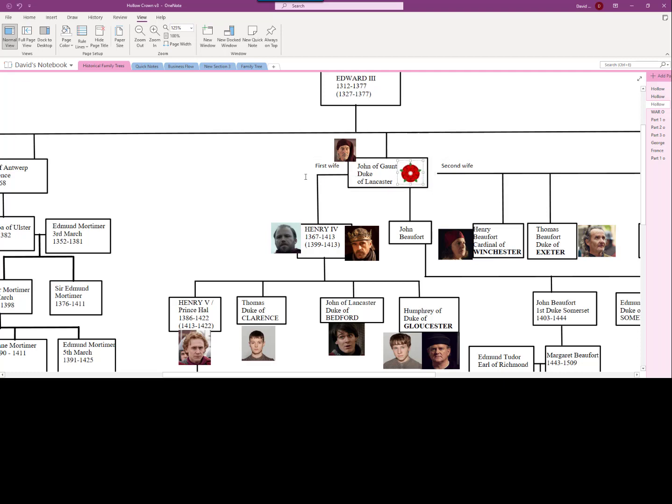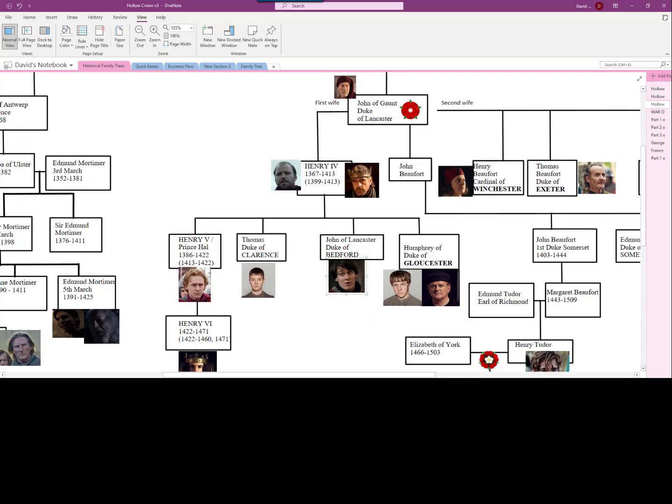So, here's the problem. Okay, so basically, Henry IV had 4 sons, along with several daughters, but obviously the oldest was Prince Hal, who later became Henry V. Then you had Thomas, Duke of Clarence, John of Lancaster, the Duke of Bedford. You may remember him.